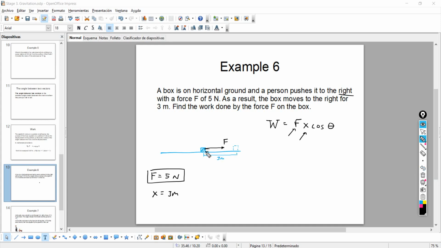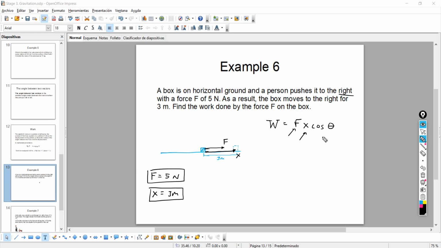All of this is the displacement. Can you see? From the moment it started to move to the final point. So all of this is 3 meters. And I'm gonna write x because this is the displacement. This is the force, this is the displacement. And the displacement is 3 meters.